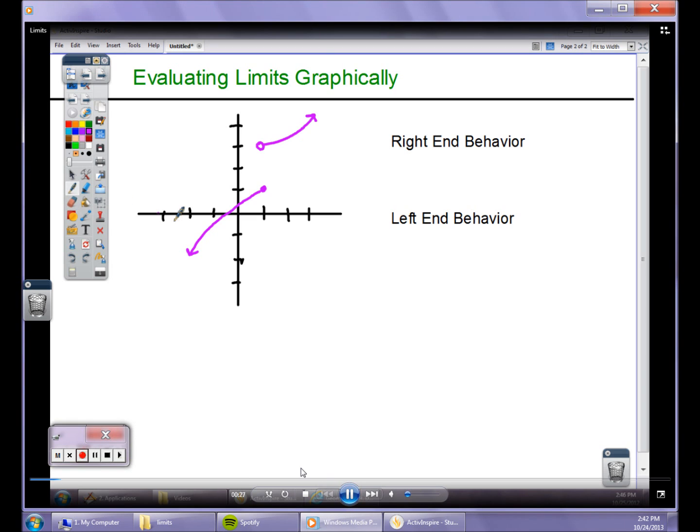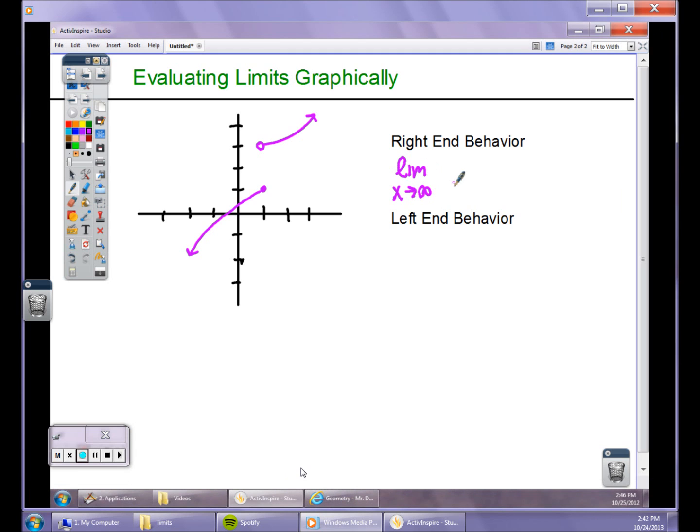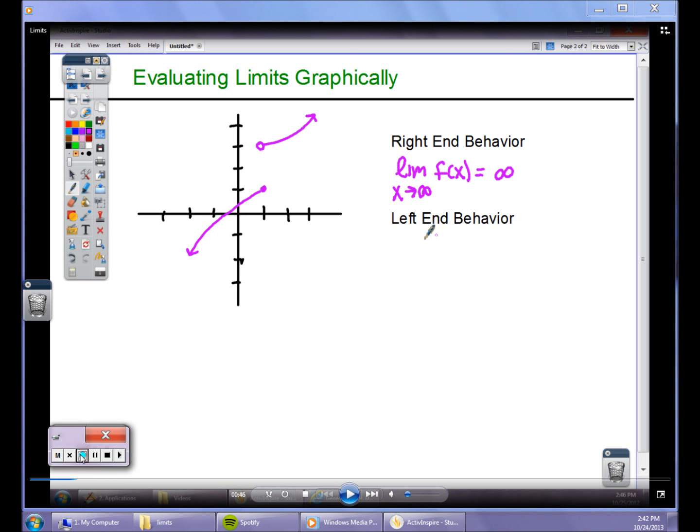We're looking at what happens for the limit of the right side of the function as x goes to infinity, and the limit as x goes to negative infinity of the function. You can see here that the limit as x goes to infinity, the function f of x goes towards infinity because the function keeps increasing without end. And the limit as x goes to negative infinity for the function f of x, it's going to go towards negative infinity.